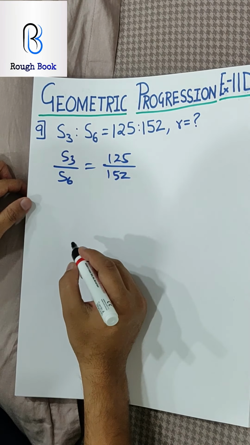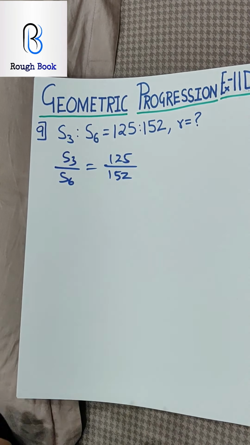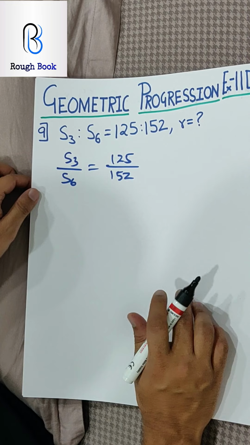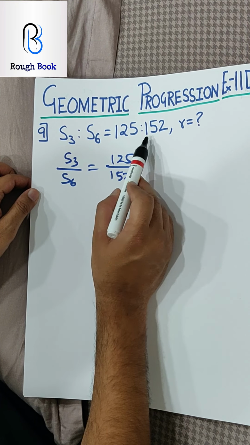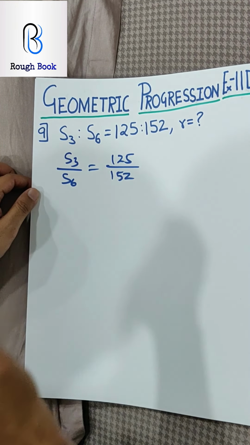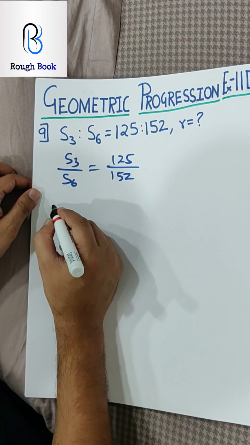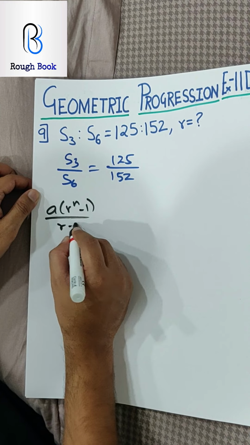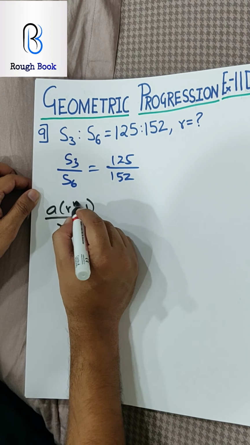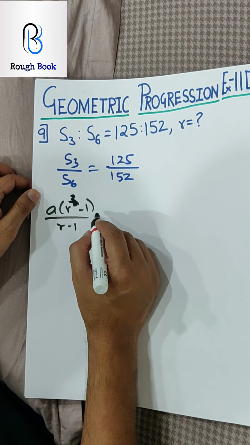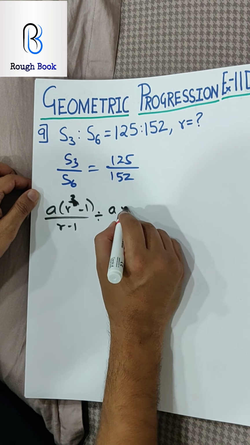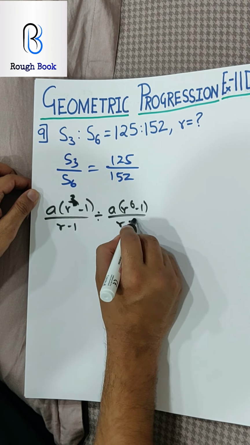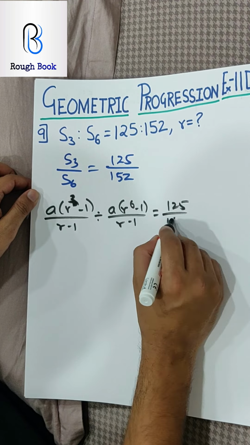So use the formula for S3. Now, is R greater than 1 or less than 1? Obviously greater, because it is increasing. Can you see S6 is bigger? So you have to use that much brains. The formula will be A times (R^n minus 1) upon (R minus 1). I can take n directly as 3 instead of wasting my time, divided by A times (R^6 minus 1) upon (R minus 1), equals 125 by 152.